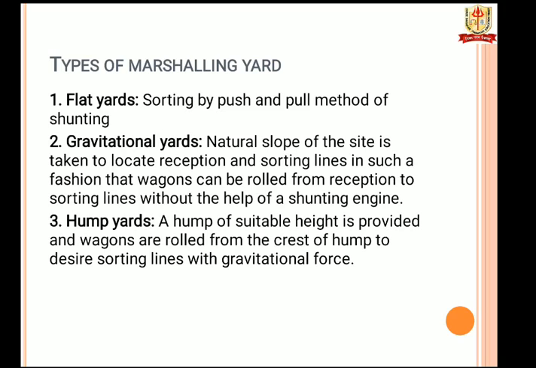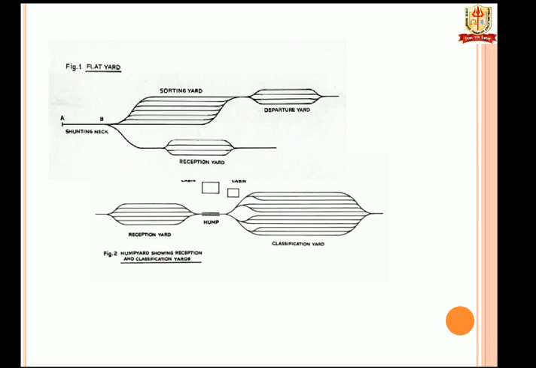Hump yards. In this type of marshalling yard, a hump or summit of artificial hills is constructed at the entrance to the siding. The vehicles are pushed up a hump by the engine and then they are allowed to move into the siding down the hump under the action of gravity. A hump of suitable height is provided and wagons are rolled from the crest of the hump to desired sorting lines with gravitational force. So this is an image of a flat station hump yard.